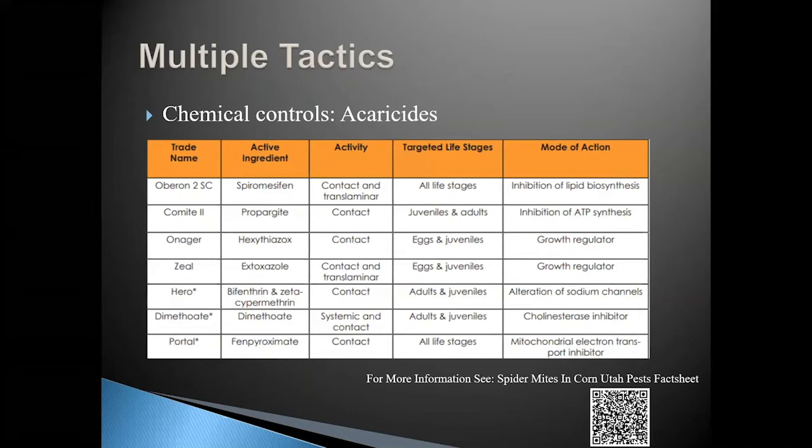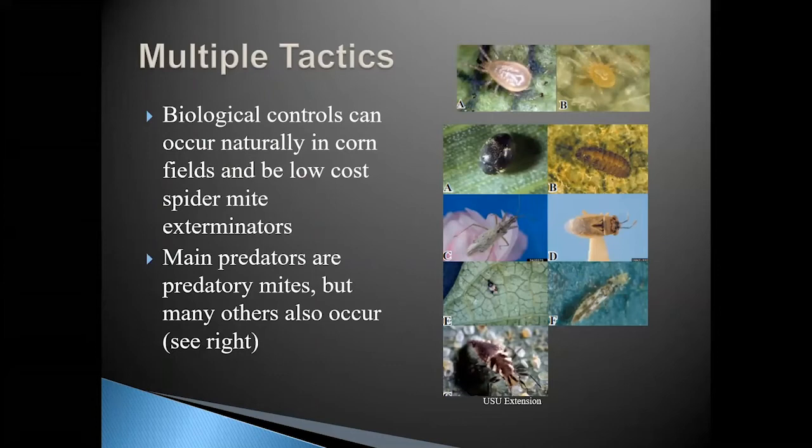Another tactic is the use of biological controls, and many biological controls persist naturally in cornfields. For example, predatory mites are teardrop shaped and shown here at the top in letters A and B, while pest spider mites are more roundish shaped. The predatory mites are typically also moving much faster, and you might even see them feeding on some of the pest mites. Some of the other typical predators of spider mites are lady beetle larvae and a few others that have some rather fierce names like spider mite destroyers and pirate bugs.